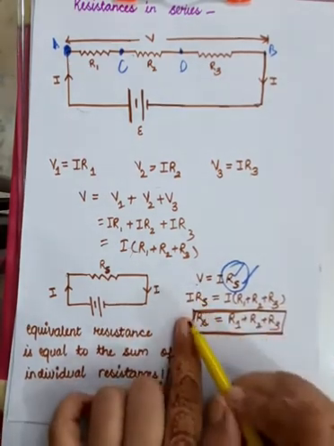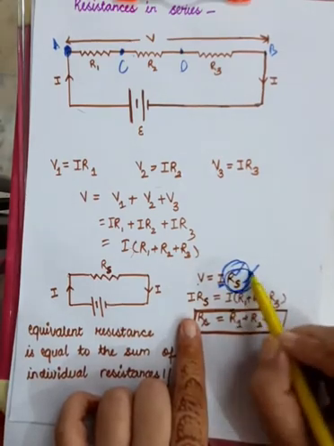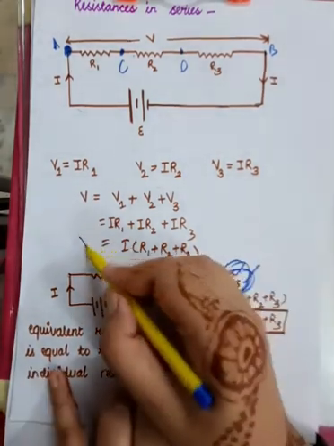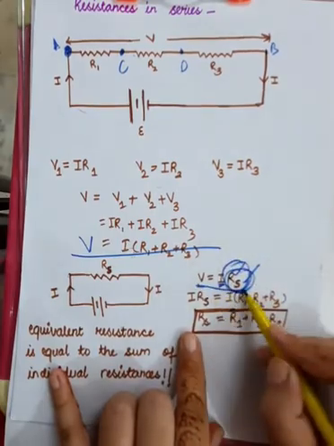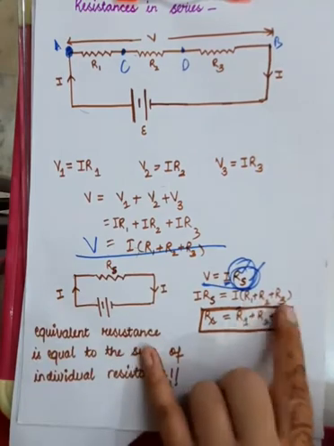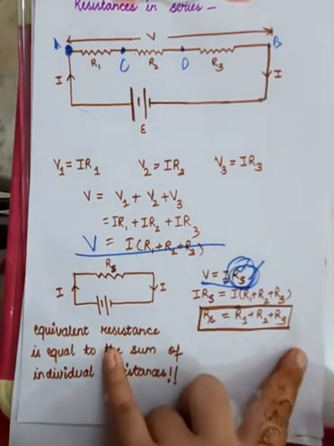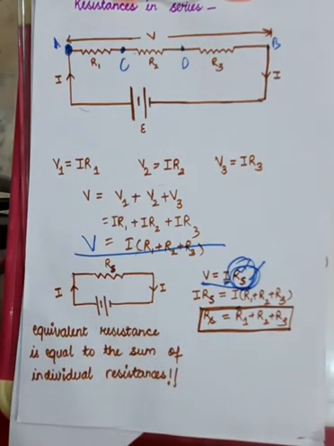So V can be written as I RS. In place of V, you have this, and I RS, so they both can be compared. This stuff can be compared to this stuff, and RS will be R1 plus R2 plus R3. Which means if resistances are connected end to end, in series combination, the equivalent resistance will be equal to the sum of all the individual resistances.